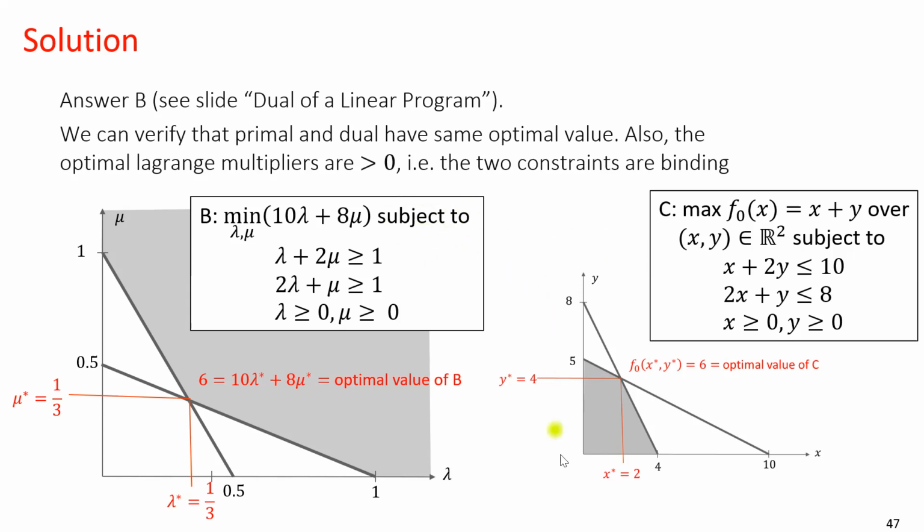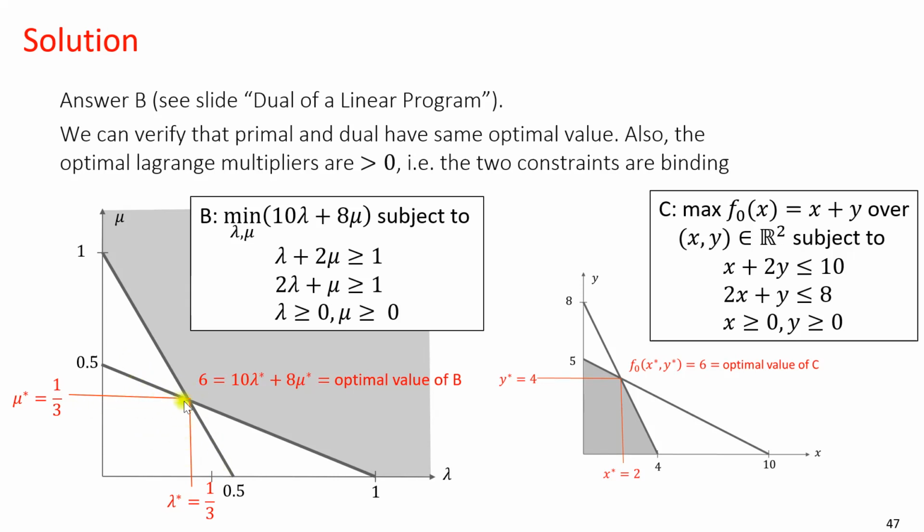It's interesting also to see this is an illustration of the feasible set of the primal program. This is an illustration of the feasible set of the dual program. We see that the dual value is obtained for some values of the Lagrange multipliers, which here I call lambda and nu, which are positive here. So this tells us something.